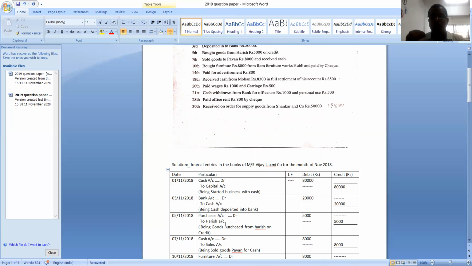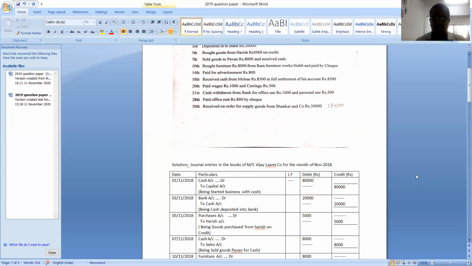So here bought goods from Harish means he is receiver or giver? He is giver. So which account should be credited? Harish account should be credited. What is the narration? Narration is being goods purchased from Harish on credit. On credit they are given. So we should write being goods purchased from Harish on credit.